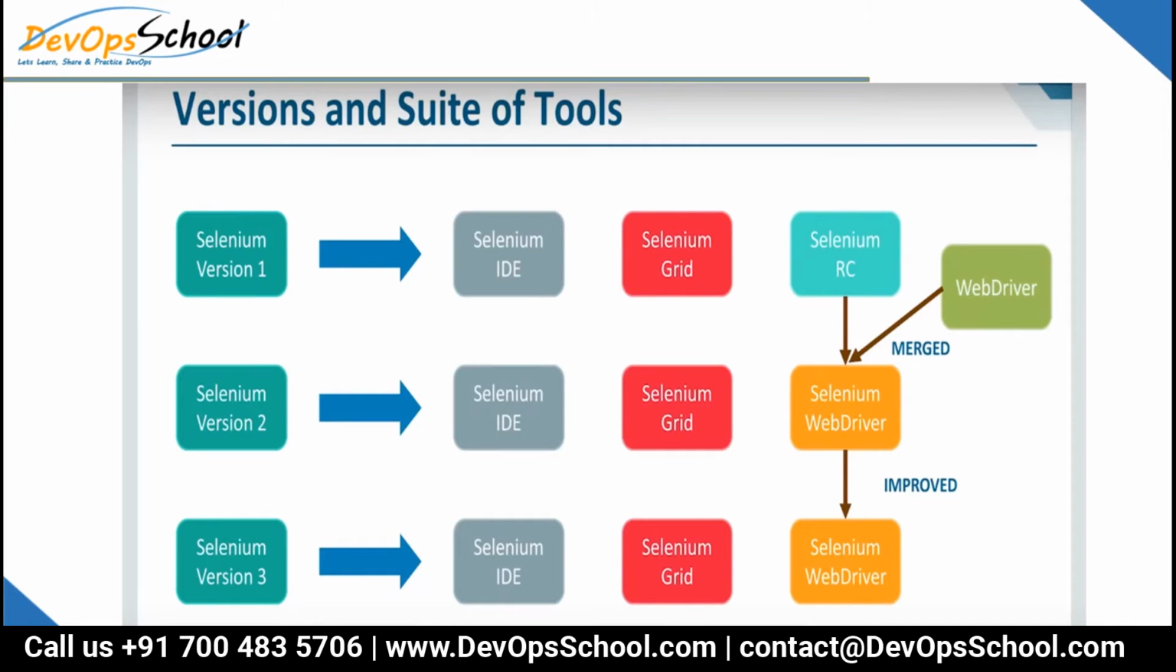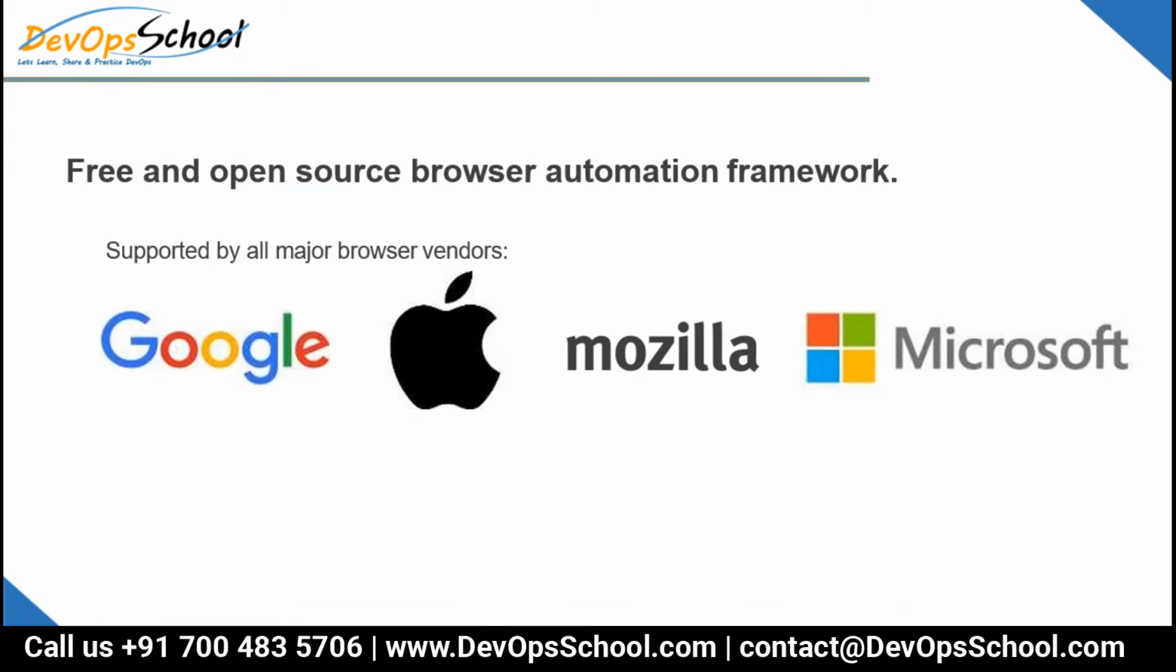In Selenium version 2, we got IDE still separate, Grid still separate. WebDriver and RC got merged together and became Selenium WebDriver. So now we have only one WebDriver. Overall, with the latest version of Selenium, we have IDE, Grid, and Selenium WebDriver. These are the versions we have with Selenium. We will understand what is IDE, what is Grid, and what is WebDriver.